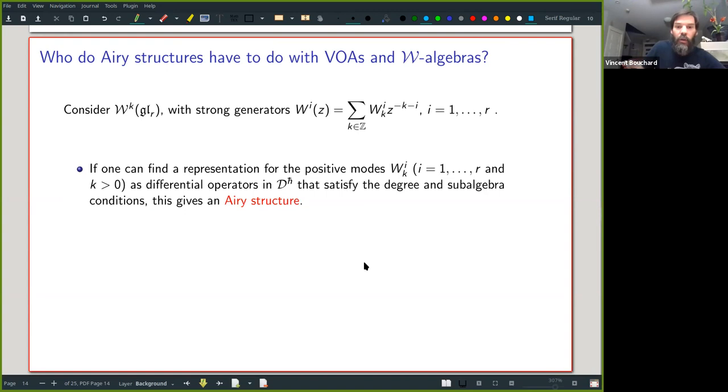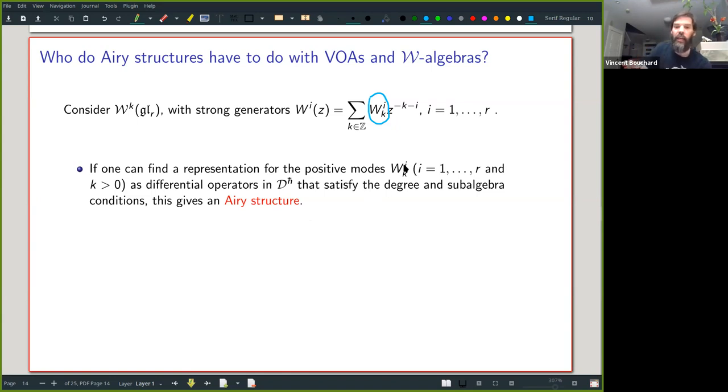If you can find a representation for the positive modes, these modes here, which are operators acting on a space of states, in other words, if you can construct a module, so you replace your space of states by the space of formal series in variables x and h bar, and you construct representations for these modes as differential operators in this algebra that I introduced, D of h bar, and that satisfies the two constraints, the degree and the subalgebra conditions, that gives you an example of an array structure.